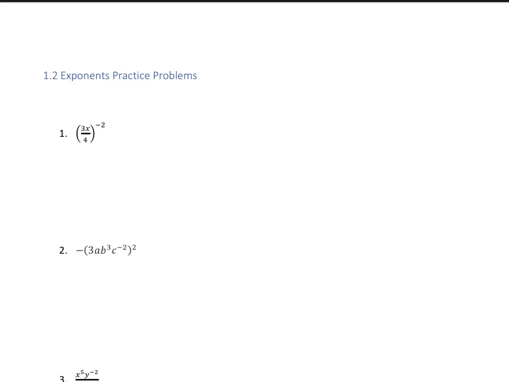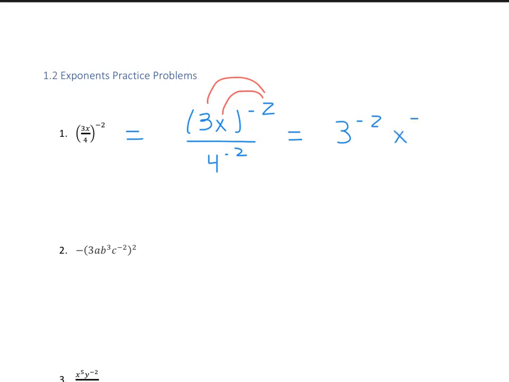So now we have some practice problems for rules of exponents, and starting with number 1, we have an exponent of -2 applied to this fraction. So we can bring that -2 inside the parentheses by applying it to the numerator, and we need to apply it to that entire numerator, so the 3x in parentheses, and also the 4. So we distribute that exponent of -2 to the 3 and to the x. The numerator is then 3 to the -2, x to the -2, over 4 to the -2.